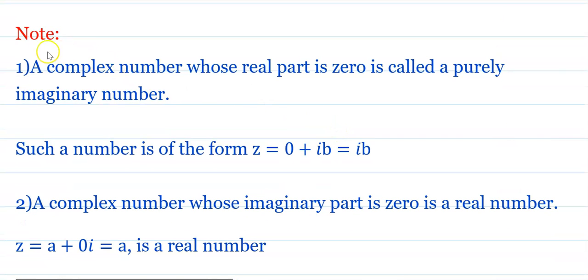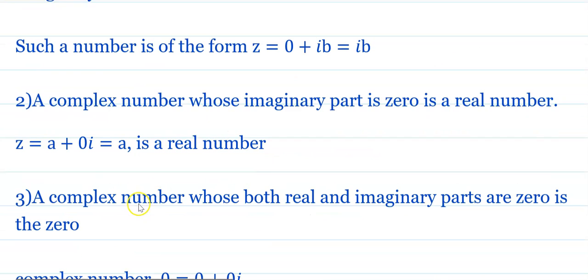Okay, note: a complex number whose real part is 0, असा complex number की ज्याचा real part 0 असेल, then it is called a purely imaginary number, such a number is of the form z is equal to 0 plus ib. Real part इथे काय तर 0 आहे, therefore z is equal to ib.